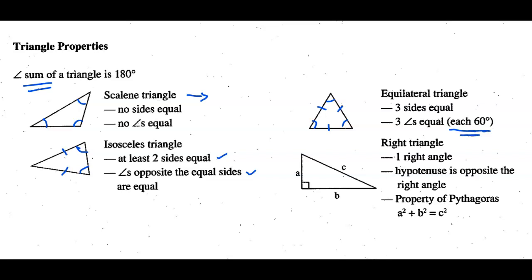And the last special case is a right triangle. Right angle triangles follow the Pythagorean theorem, or the properties of Pythagoras, which is right here, that a squared plus b squared equals c squared, and that's the relationship between the sides and the hypotenuse of that triangle. The hypotenuse is the side that is opposite the 90 degree angle, and it is the longest side in a right angle triangle. All right, so that's the first part.